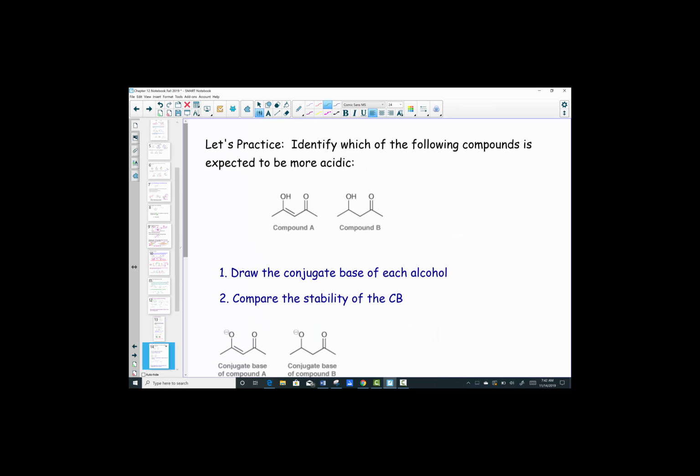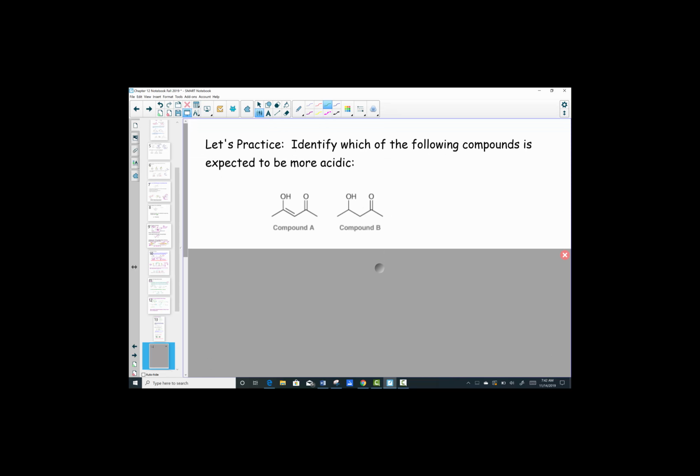Let's practice. In this particular example, we're asked to identify, and this is a series of questions on your homework, and I just took a snapshot of one. Identify which of the following compounds is expected to be more acidic. Which one would you choose and why?